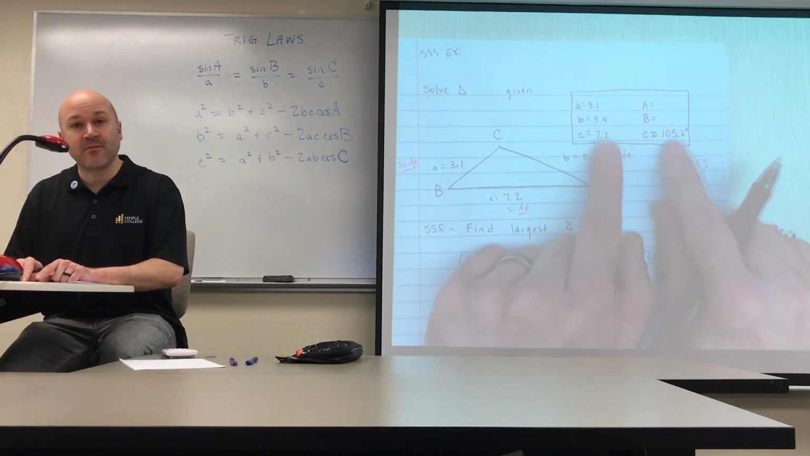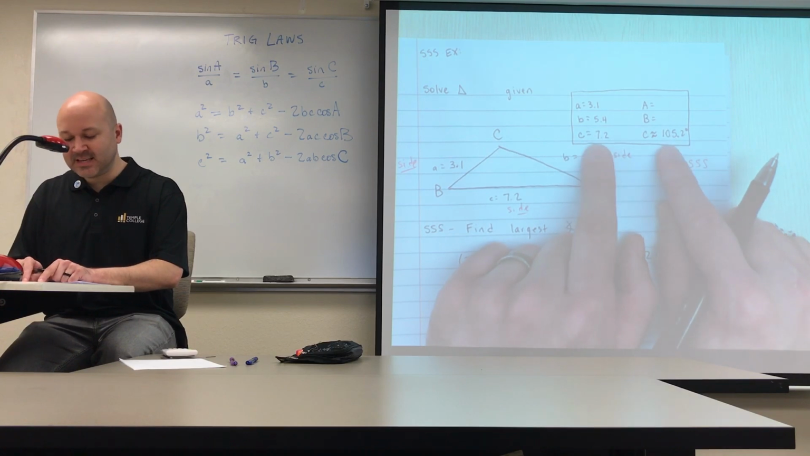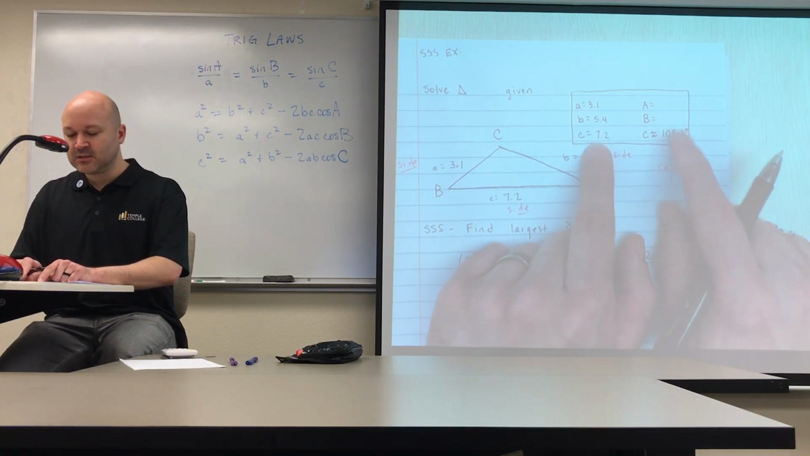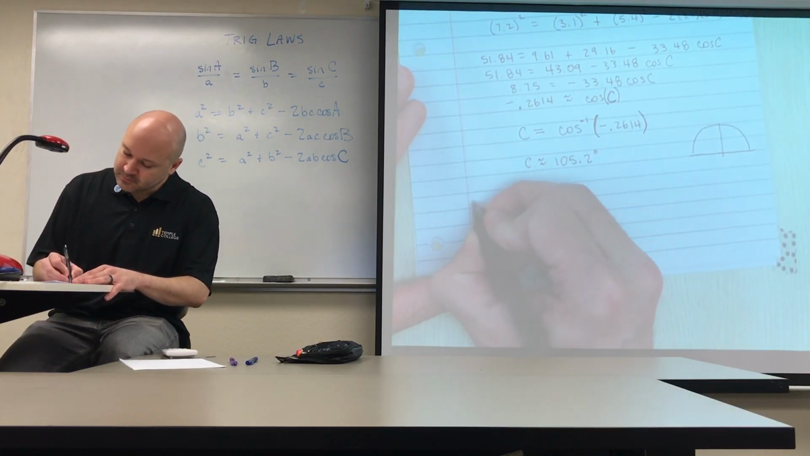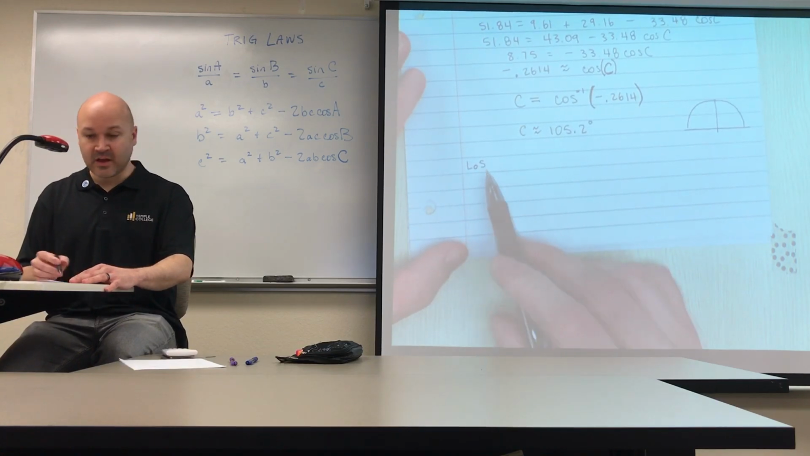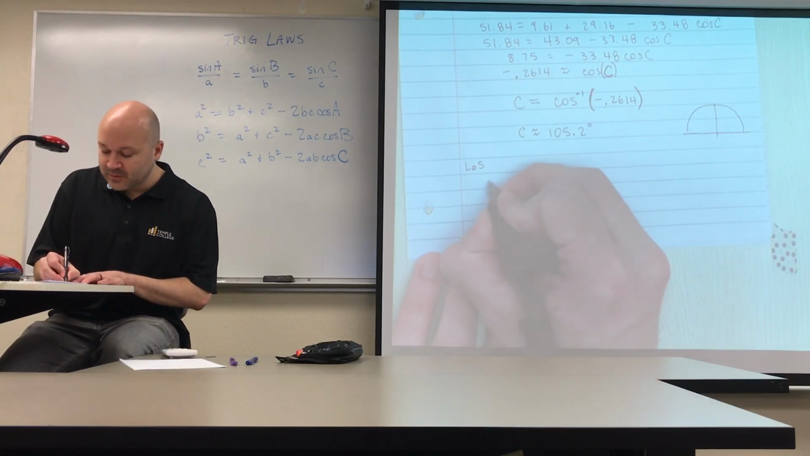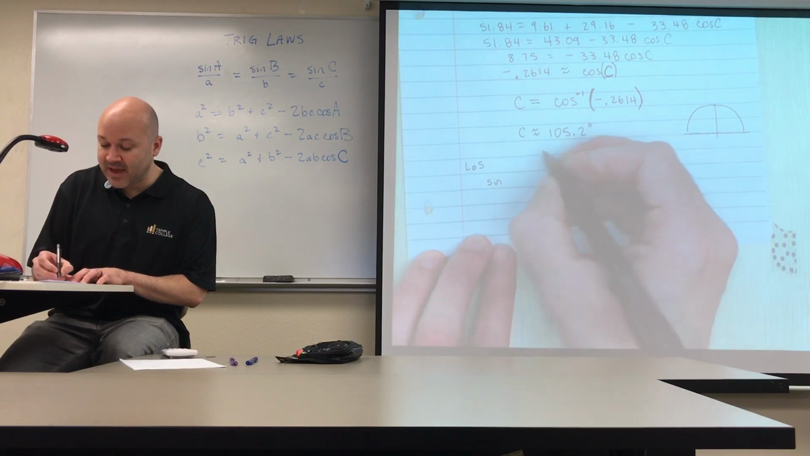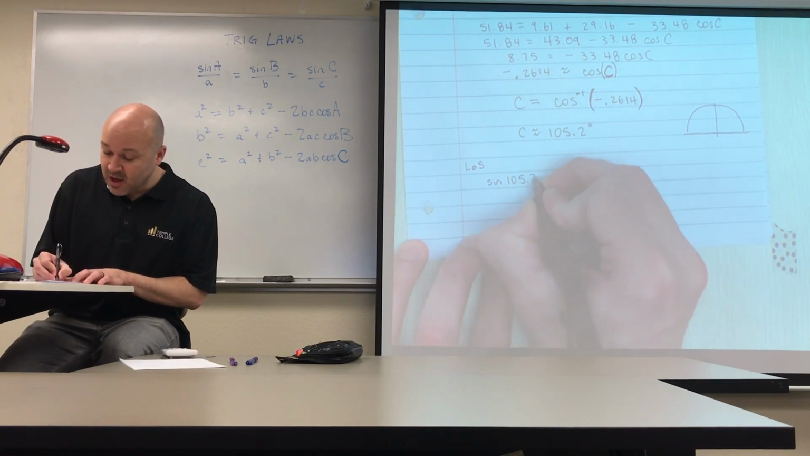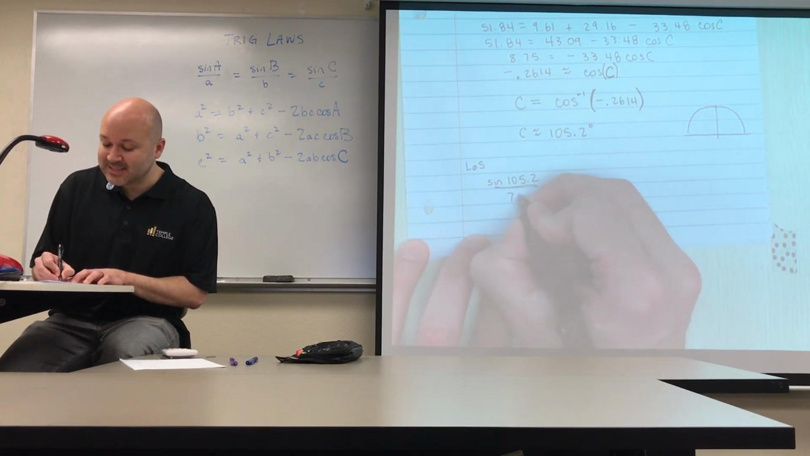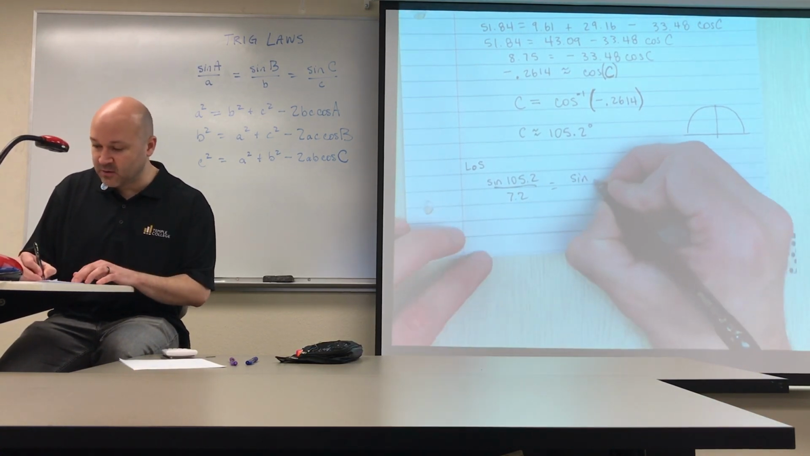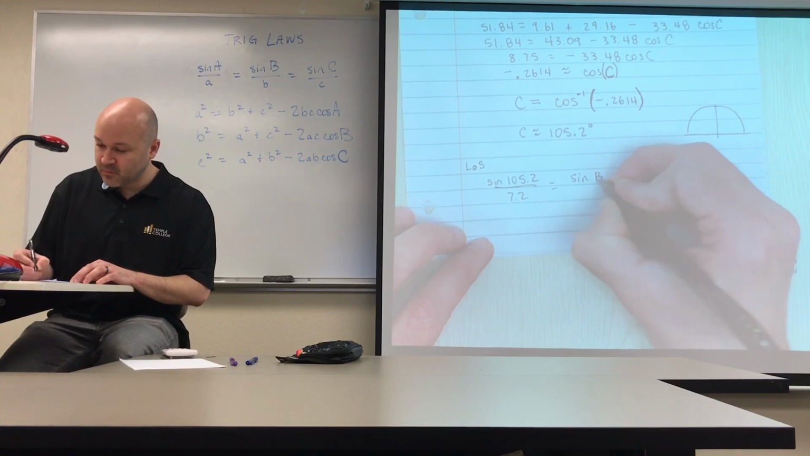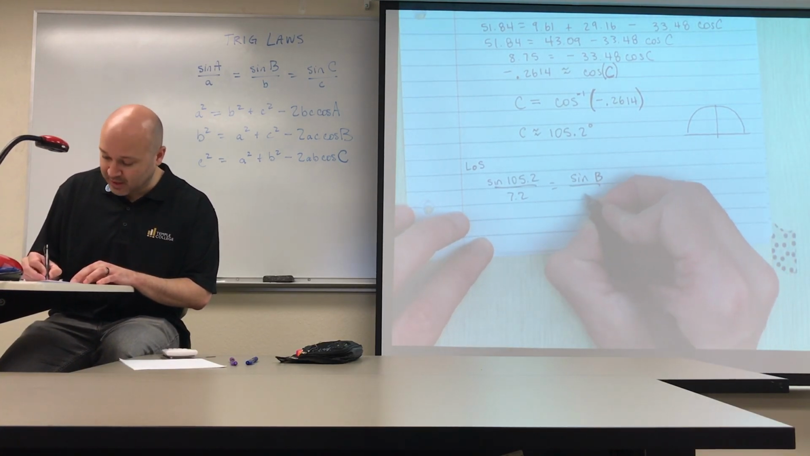Because all of a sudden I have a pair of information. I know c and C, so I should be able to use the law of sines to put maybe B and b together. So this is the law of sines. I'm just kind of falling back on it. And it says if you have sine of angle C over little c, then it should be equal to sine of another angle like B over side length b.